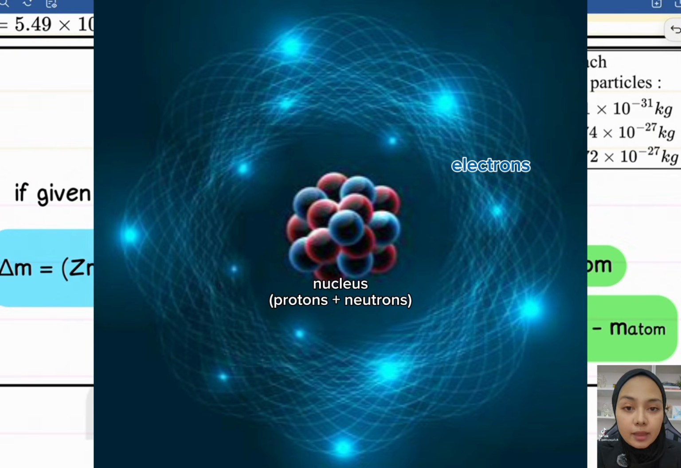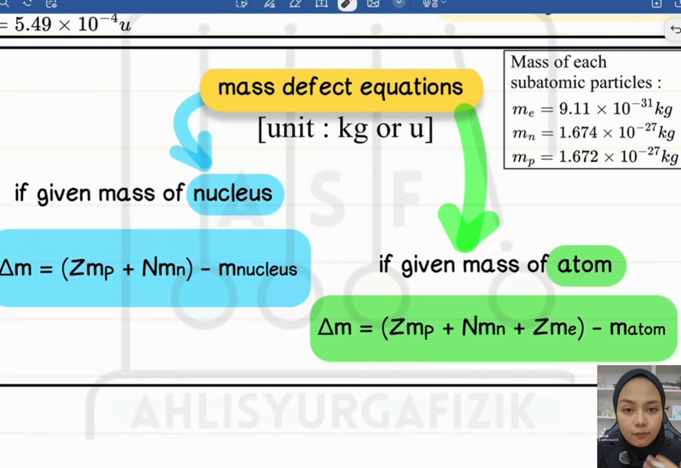In chemistry, we have learned that in an atom, we have nucleus and also electrons surrounding it. So know the difference. If the question gives you the mass of a nucleus, you just times the proton number with the mass of the proton and the neutron number with the mass of neutron, and then you subtract the mass of that nucleus. But if the question gives you the mass of the atom, then you have to add in the mass of electron, times the proton number, because we know that the number of protons and the number of electrons should be the same in one atom. Then you minus the mass of the atom. Here I have mass of each subatomic particle in kilograms.